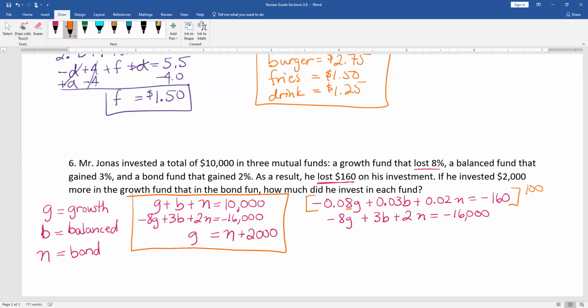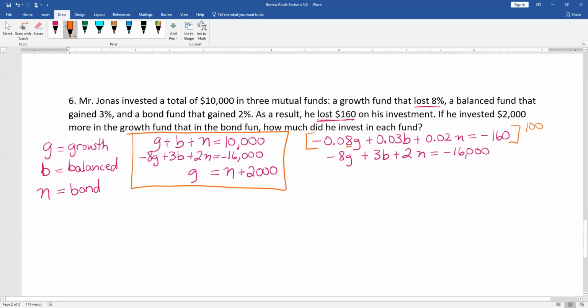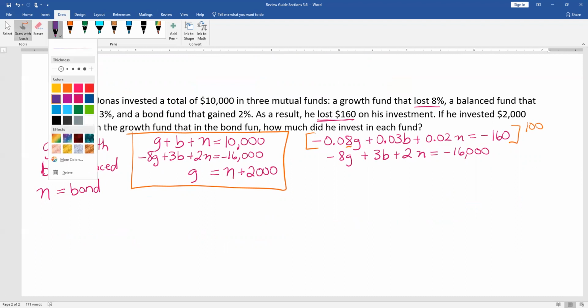Here's our 3 equations. So now it's time to solve them. Again, we have a situation where the g variable is already defined in terms of n, g equals n plus 2,000. So we could take our other 2 equations and plug in that for g, and we'll create 2 equations with only variables for b and n, and then we can work on solving. So let's go ahead and do that. I think that's probably how it's going to work on the test. So we might as well practice with the substitution instead of doing pure elimination.